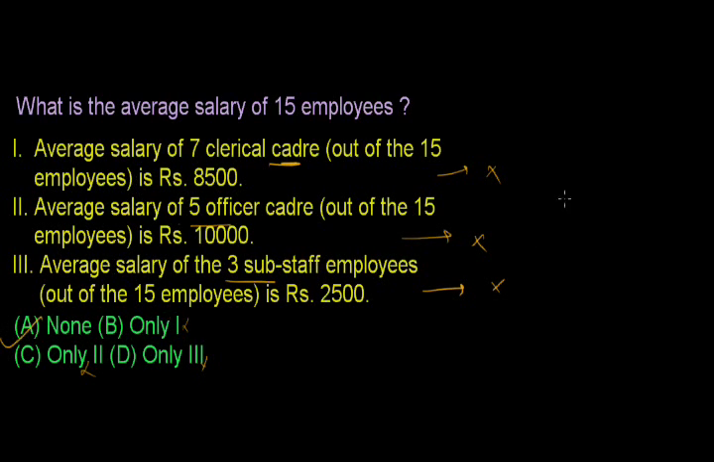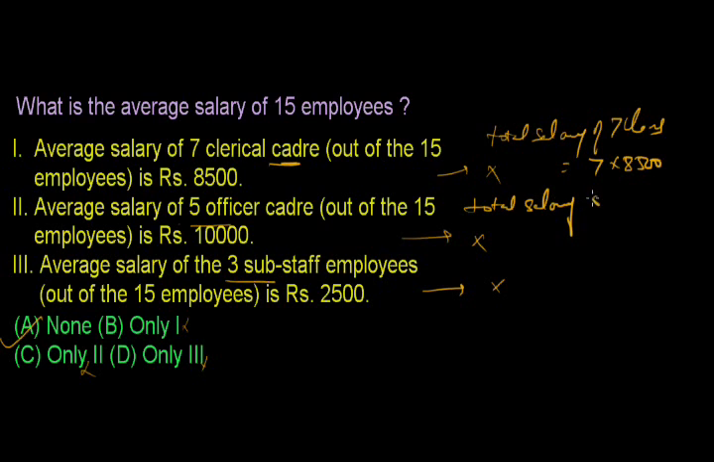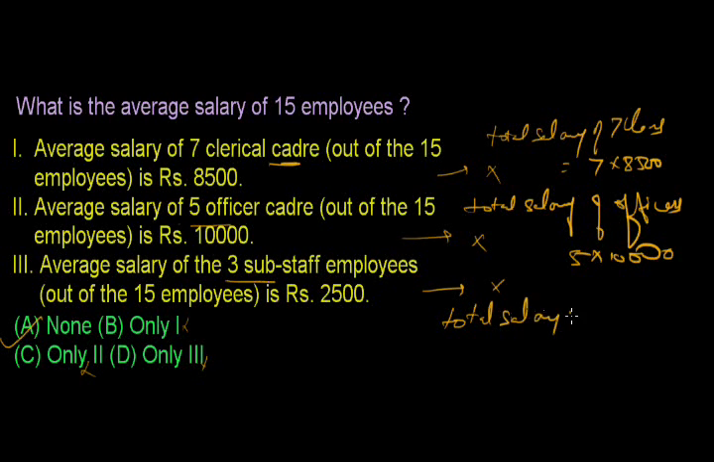All three statements are required to answer, because through the first it says 7 clerks. It means the total salary of 7 clerks is 7 into 8,500. Here again, the total salary of officers is 5 into 10,000. Here, the total salary of 3 sub staff is 3 into 2,500.